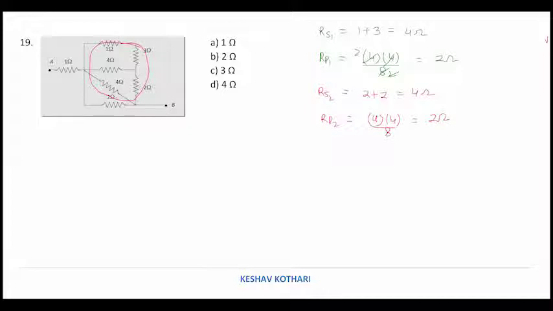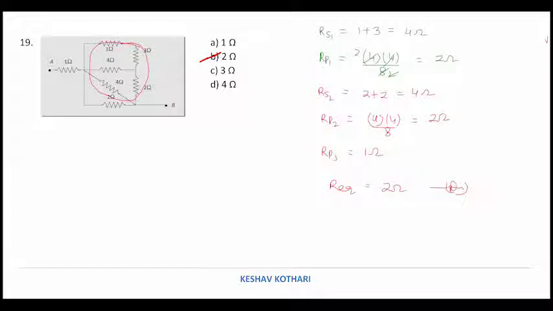Now with this 2 ohm resistor, the other 2 ohm resistor is in parallel, and hence we get RP3 is equal to 1 ohm, and this one and the value calculated over here are in series with each other, so R equivalent is going to be 2 ohm. So for this particular question we get 2 ohm as the answer.